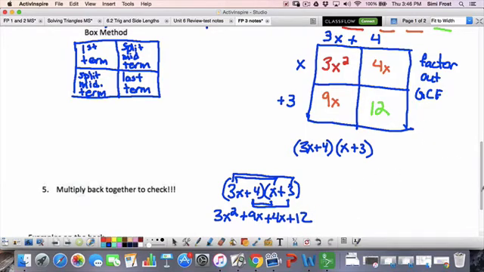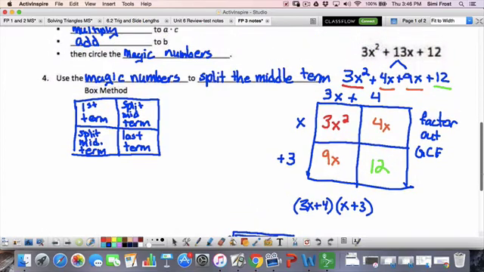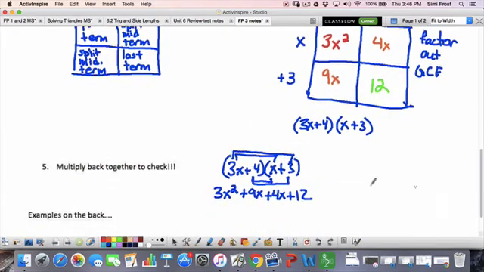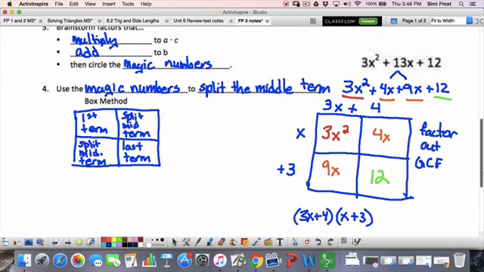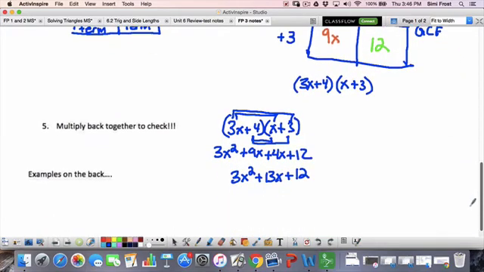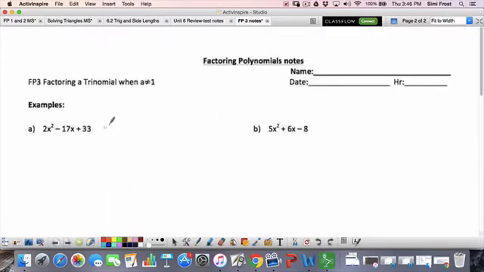Okay, right away I can see that this is the same as it was when I split that middle term there. If you want to take it a little bit further, we can combine our like terms, and we would have 3x squared plus 13x plus 12. And that is, in fact, the original trinomial that we were given to factor. All right, so let's try a couple more problems in the video with some negatives, and then I've left you one to do on your own.